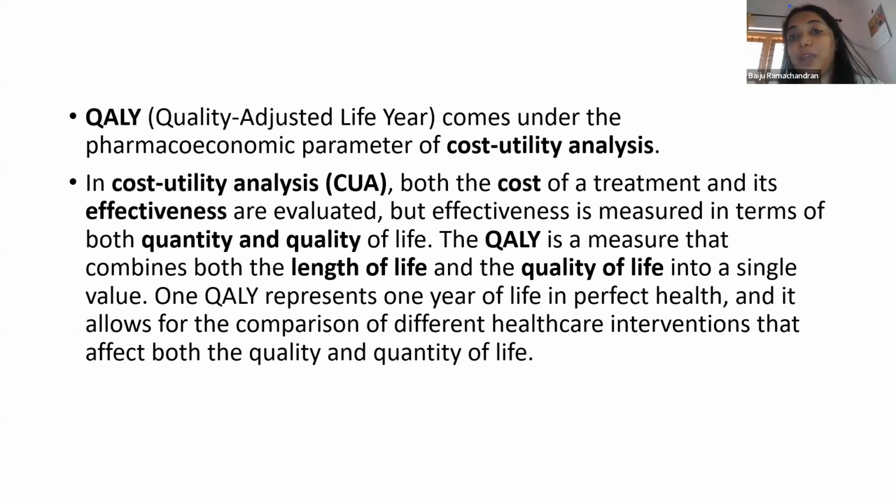Now, the next one is QALY, quality adjusted life years. Here we are thinking about both the cost and the effectiveness. Effectiveness here means both the quantity and the quality of life. We are thinking about the length of life and also the quality. If you are living for 6 or 7 years, we are thinking about the quality in which we are living. So that is meant by post utility.